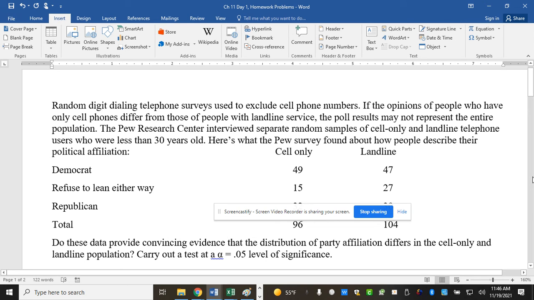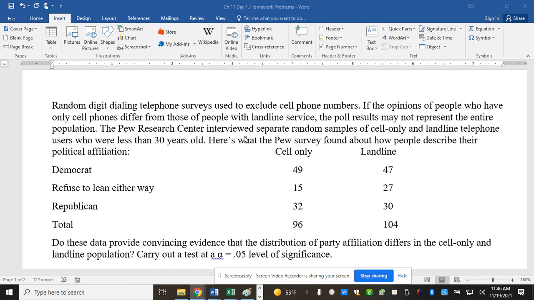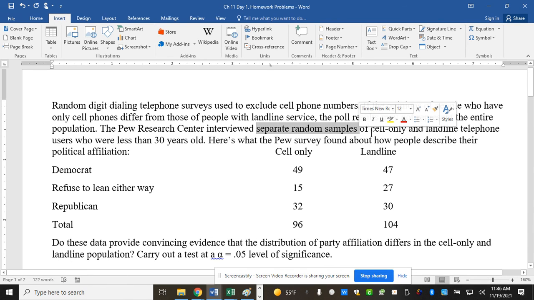Random digit dialing telephone surveys used to exclude cell phone numbers. If the opinions of people who have only cell phones differ from those of people who have landline service, the poll results may not represent the entire population. The Pew Research Center interviewed separate random samples. So this right here should immediately tell you what? It's random, the random selection, and which one of the two are we doing?